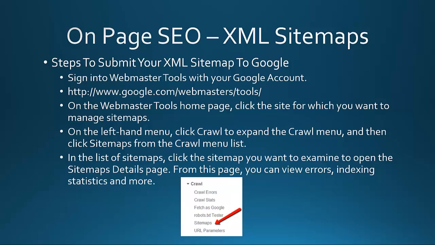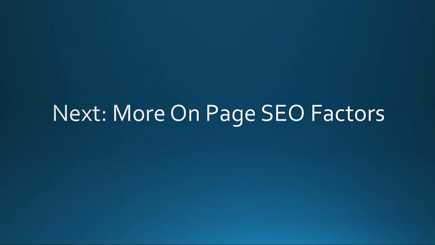So you can see an idea. This is on the left-hand side. If I'm logged into Google Webmaster Tools, you can see in my picture there. Click on Crawl. That will actually expand that menu, and then click on Sitemaps, and that's going to take you to the place where you submit your sitemap that you created using the third-party tools.